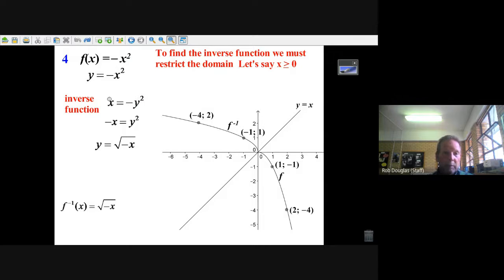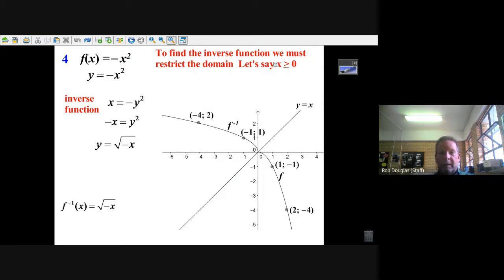Now we want to make it in the form of y equals. So we multiply both sides by -1. We get y squared equals minus x. Then we take the square root of both sides. The square root of y squared is y. But the square root of minus x is your answer for what the inverse is. Now, there are two answers here. There's the positive of the square root of minus x and the negative, plus and minus.